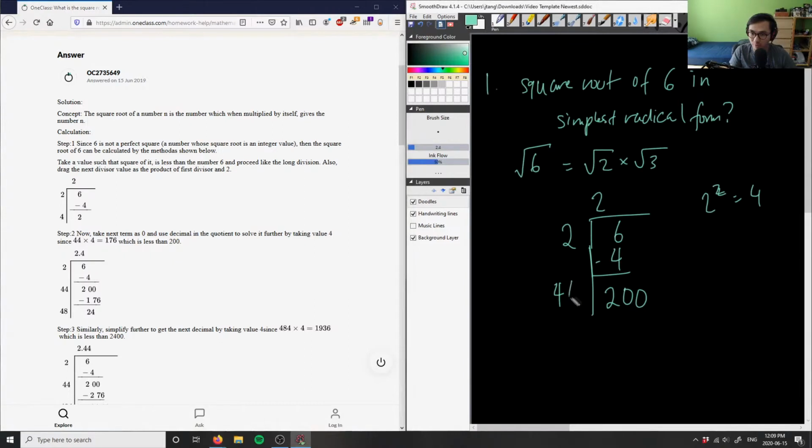So we want to put a 4 here and also a 4 here. So it's going to be 0.4. 44 times 4 is 176. Subtract those two numbers, we get 24. And what we can do again here is take the last digit and double the number here. So this becomes now 48. And then we're going to add two more zeros here, and we want one more decimal here. So again, I'm looking for a number here. These two have to be the same numbers that multiply closest to 2400.